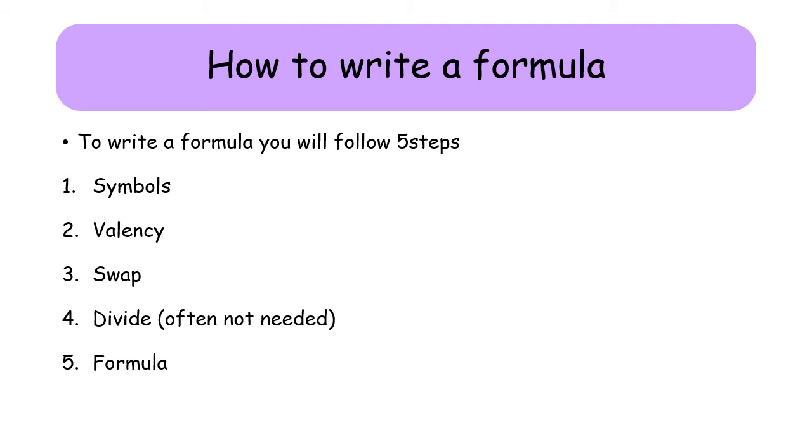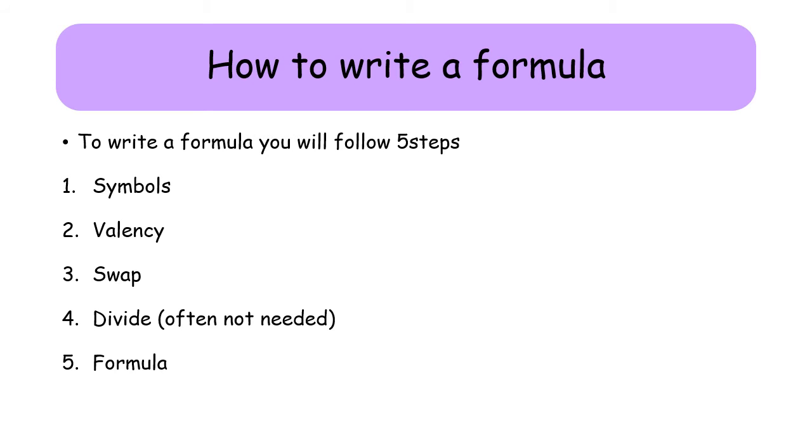So now we need to think about how to write a formula. And you're going to follow a 5-step process. The first thing is, from the name, work out the elements and write down the symbols for each of those elements. Then, under the symbols, you're going to find out what the valency is for each element. And now that we've written the valencies on our data booklet on page 6, we'll be able to work out what the valency is. We then swap the valencies over. So whatever valency your first element had, you're going to swap that to your second element. Whatever valency your second element had, you're going to swap and give that to your first element.